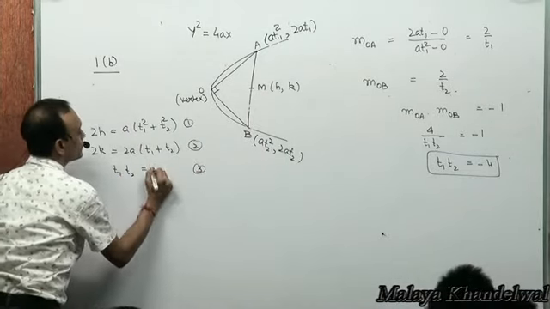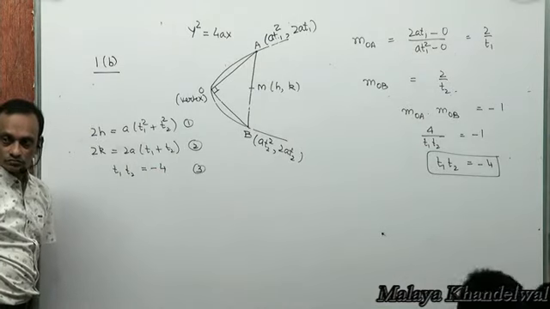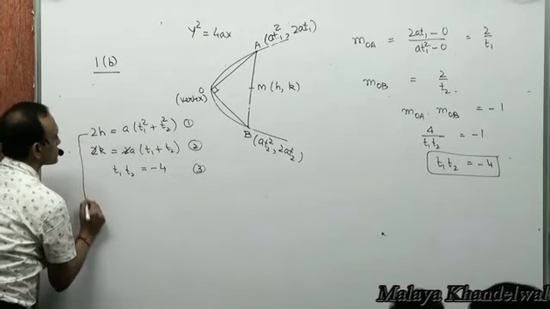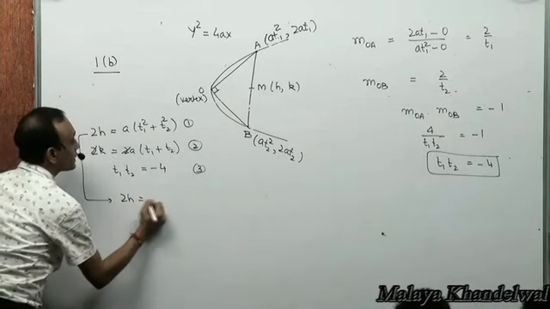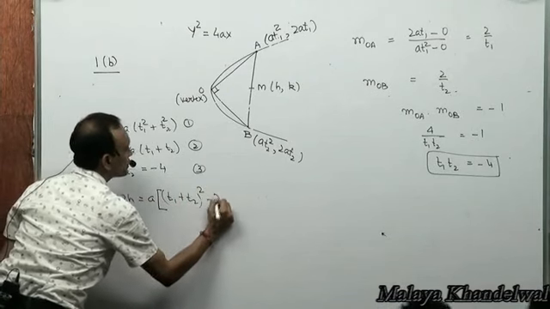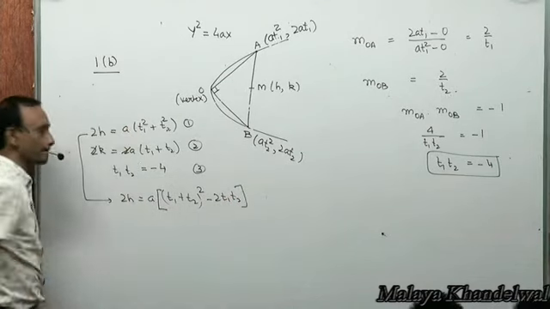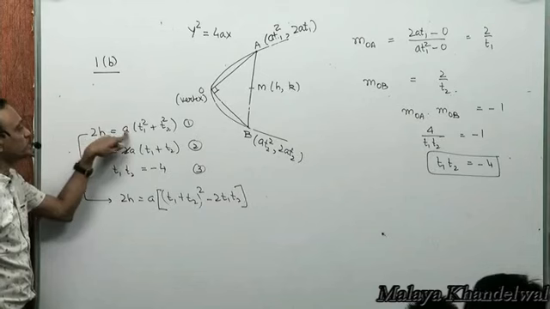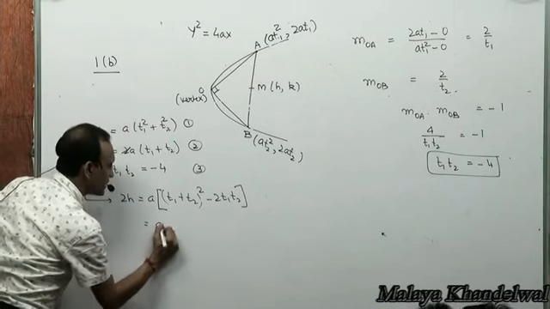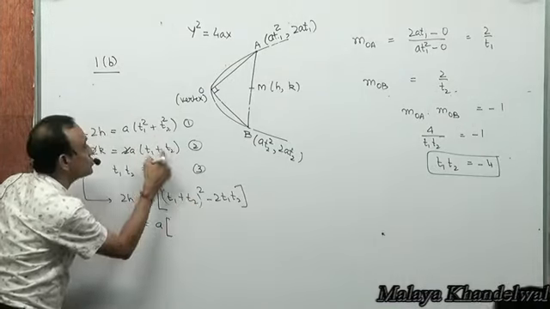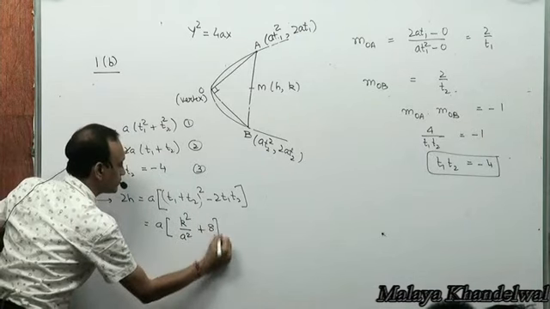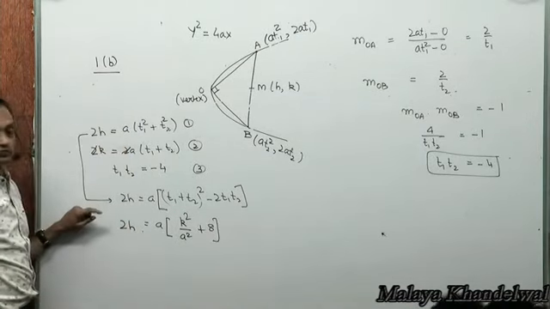Now I need to eliminate T1 and T2. Yes or no? Very simple. Look at this. 2H is A into T1 squared plus T2 squared, which is T1 plus T2 whole squared minus 2 T1 T2. How about it? So 2H is A into T1 plus T2 whole squared minus 2 T1 T2. But T1 plus T2 is K by A. So this is A into K squared by A squared, minus T1 T2, which is minus 4, so plus 8. That's 2H. Yes or no?